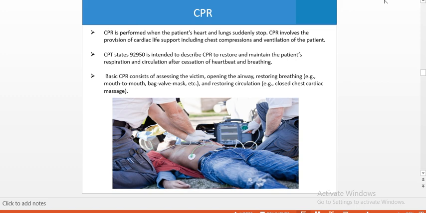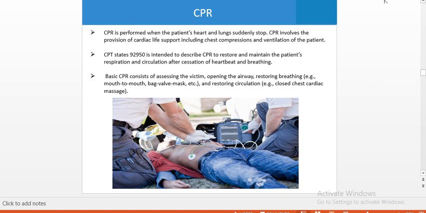So assessing the victim means we need to check the position of the victim, opening the airway. So we need to open his mouth and restore breathing. If it is possible, we need to do mouth to mouth air. Otherwise, we need to use a bag valve mask, and restoring circulation, closed chest cardiac massage, we need to do.